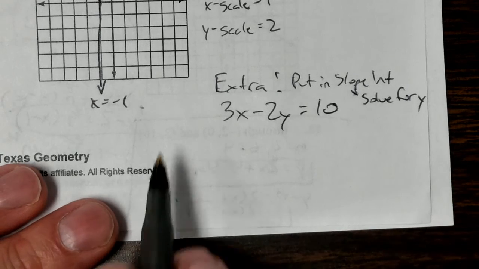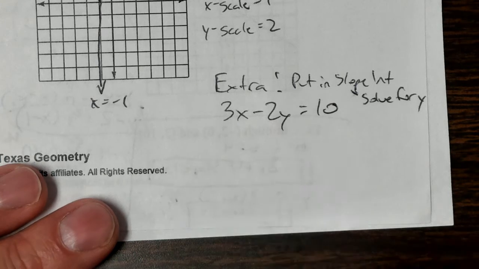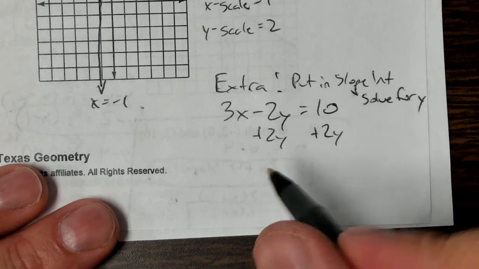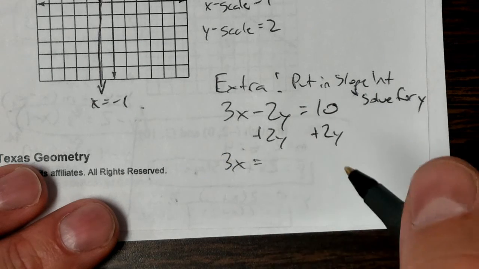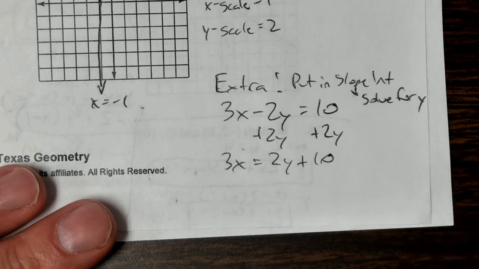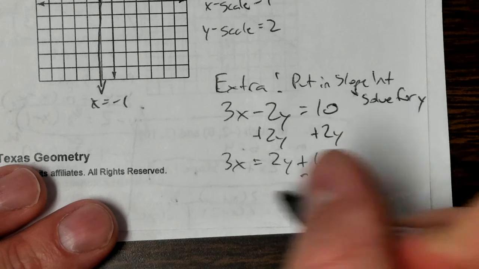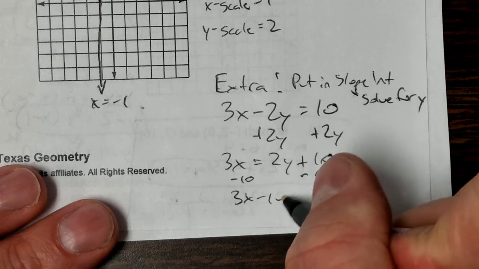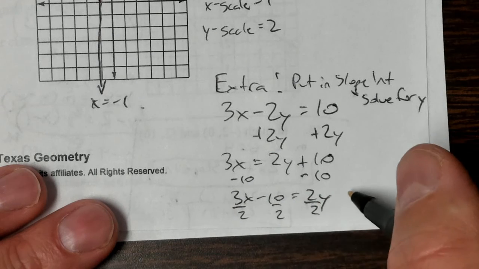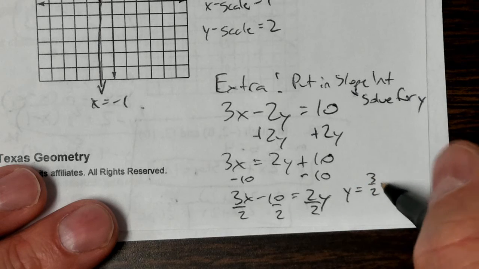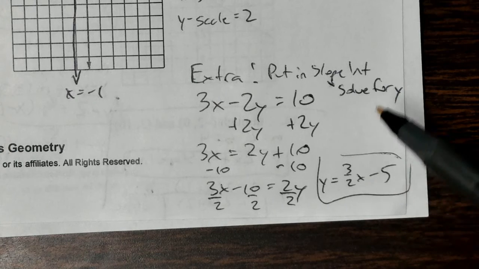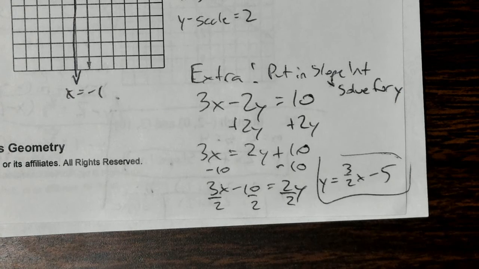So my first step would be add 2y to both sides because I need a positive y. There are different ways to do this, but this is one of them. And then subtract 10. So 3x minus 10 equal 2y. And then divide everything by 2. So you get y equal 3/2 x minus 5. So just be able to solve this type of problem. All you got to do is solve for y.